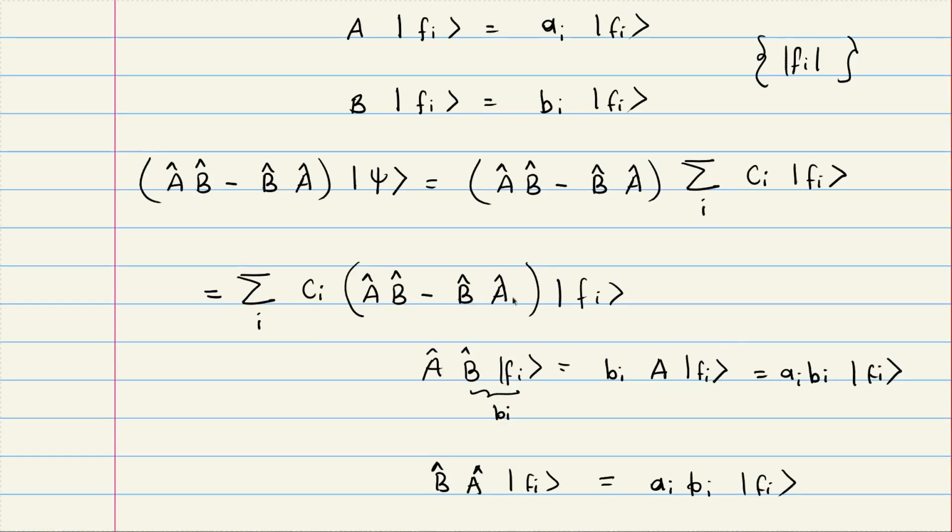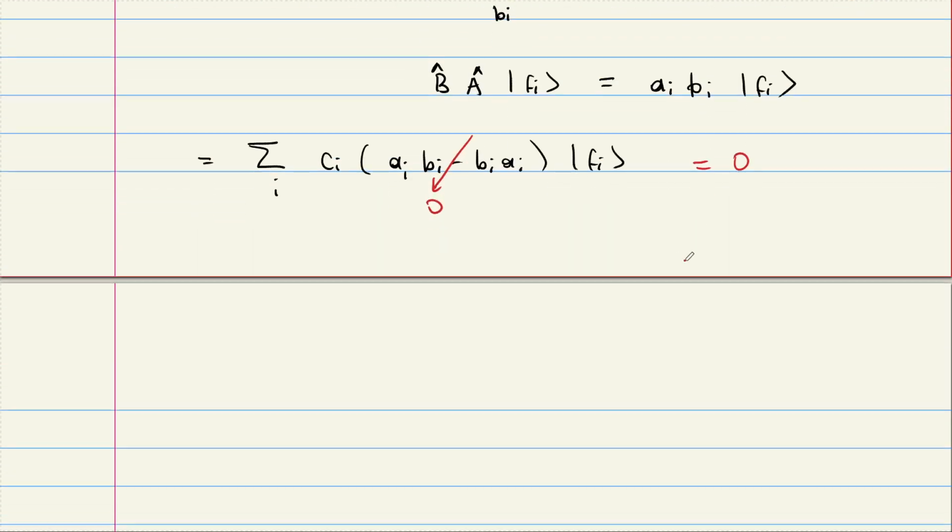Since this commutator AB minus BA is 0 for any state, this is an arbitrary state. If it is 0 for any state, we immediately conclude that [A, B] as an operator identity should be 0. Okay, they commute if they have common eigenbasis. So now they are compatible.